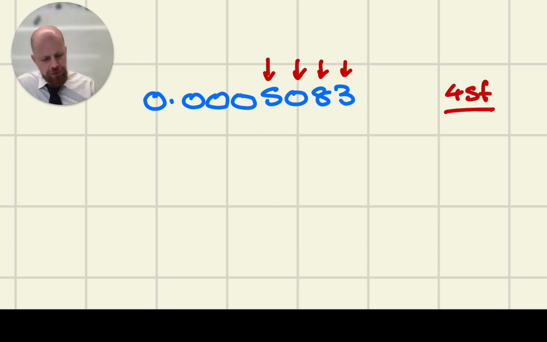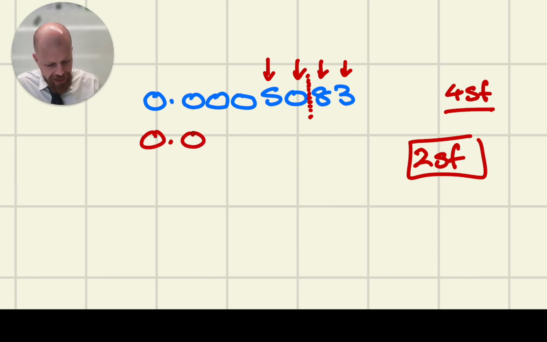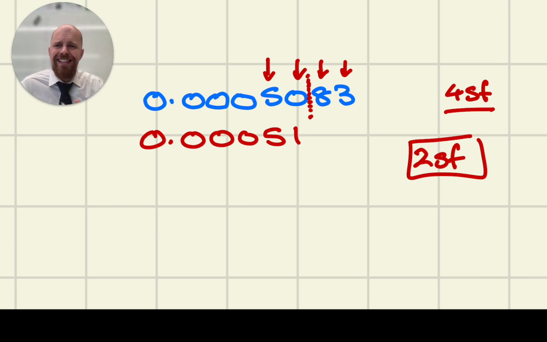Let's say I wanted to round to 2 significant figures. What that would mean is I put the dotted line after I reach the second significant figure, and I look at the 8. Does that round up or down? 8 rounds up. Therefore, we keep all the other numbers in, and the 0 rounds up to a 1. And that's how you round to decimal places and significant figures.